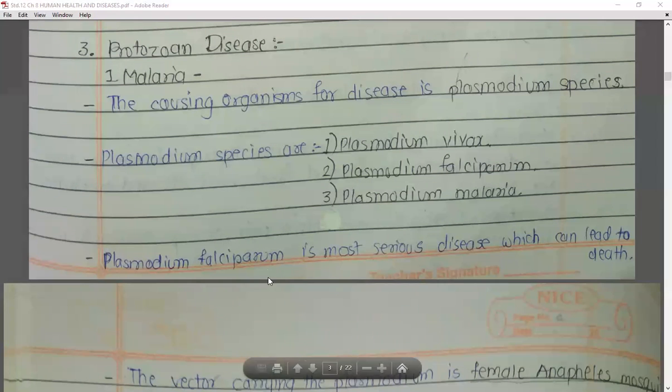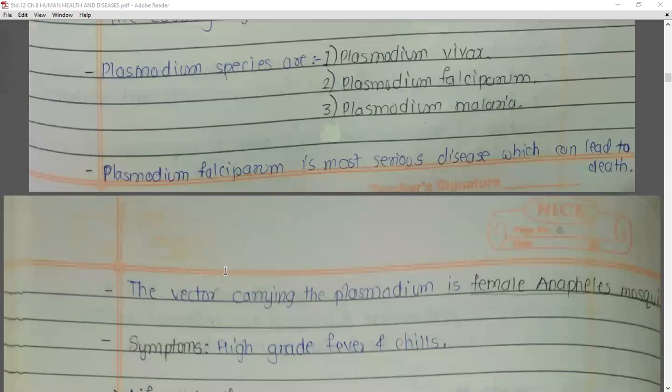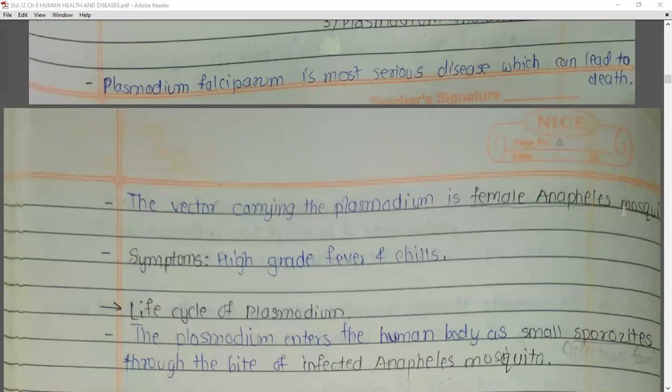Now, Plasmodium falciparum is the most serious one, which can lead to death. So this second one, Plasmodium falciparum, is the most serious disease, right? And it can lead to death also. The vector carrying the Plasmodium is the female Anopheles mosquito. So here the malaria is spread with the use of a vector, and the vector used here is the female Anopheles mosquito. The symptoms of this disease are high grade fever and chills.